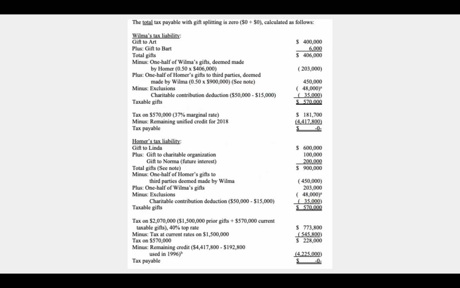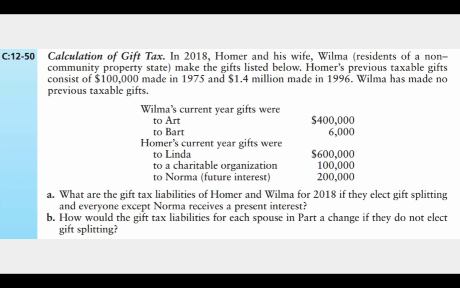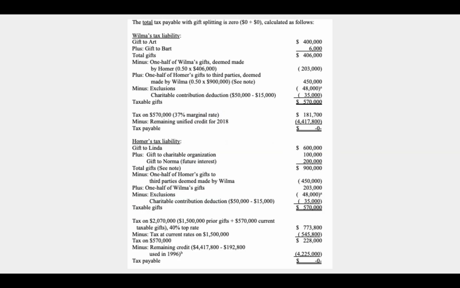Wilma made total gifts of $406,000. We elect gift splitting. So we reduce that by half because we would treat half of those gifts as made by Homer. Wilma also is treated as making half the gifts Homer made. So we need to look at that. Homer made a gift to Linda, to a charitable organization, and to Norma. So when I add those up, that's $900,000. All right, so we add half of Homer's gifts made to third parties, deemed made by Wilma. So half of that is $450,000.